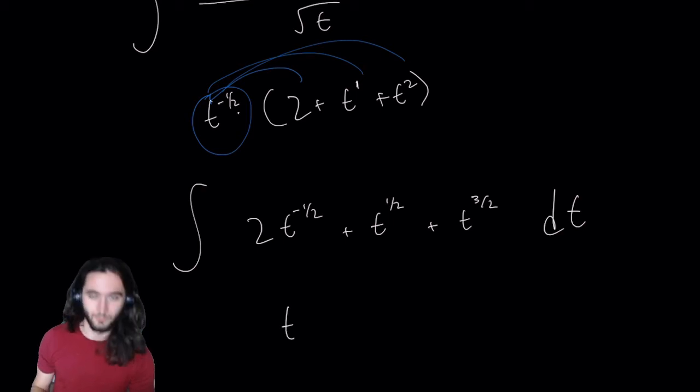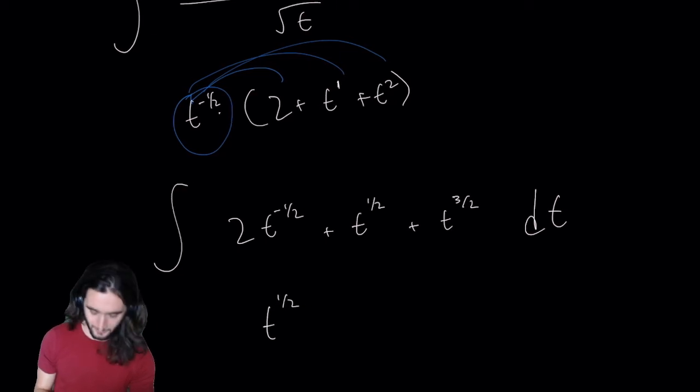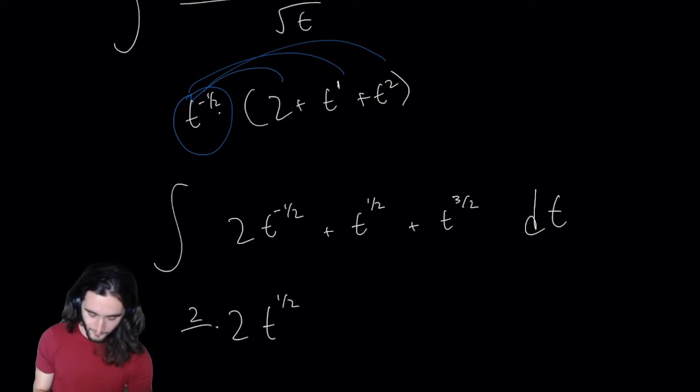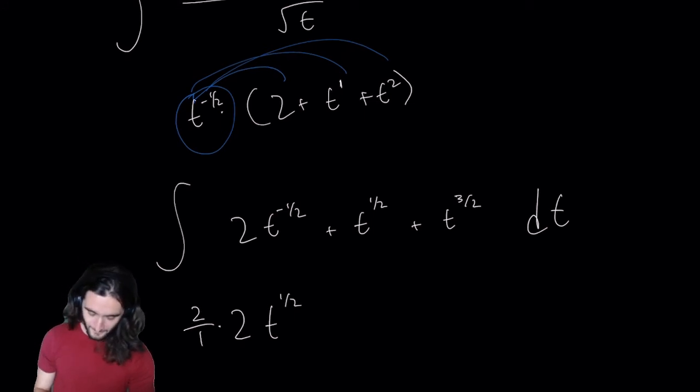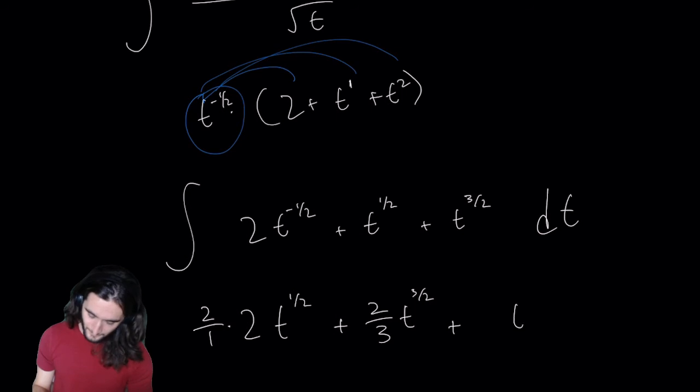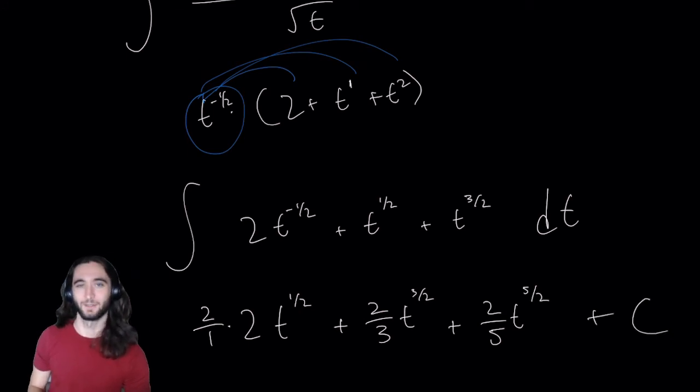So of course that means you raise the power by 1 and then multiply by the reciprocal of that. So there was a 2, and now we'll multiply by the reciprocal of the new power. So the new power is 1/2, so that's 2 wholes. The next one, this goes up by 1, so 1/2 plus 1 is 3/2, and then multiply by the reciprocal of the new power. And then same deal over here, 3/2 plus 1 is 5/2, and then multiply by the reciprocal of the new power. And then finally, don't forget your plus c for an indefinite integral.